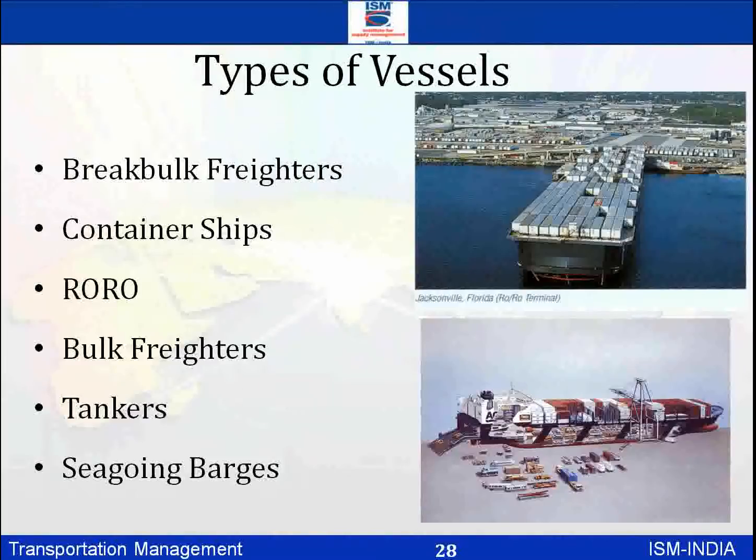The types of vessels. Now, this is important to look around. The break bulk freighters, the big ones. Container ships, where everything is containerized, as you can see in one of the pictures here. RO-RO, I showed the picture to you earlier. The bulk freighters only cover the bulk items. Tankers and sea-going barges. So the barges are also basically ships, but smaller ones.